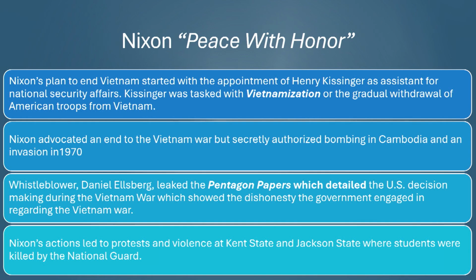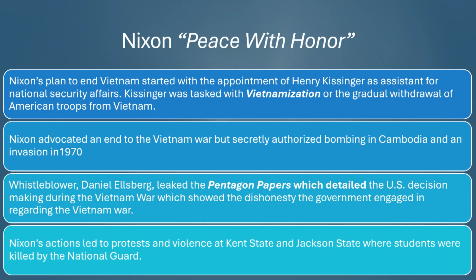Nixon's plan to end Vietnam started with the appointment of Henry Kissinger as Assistant for National Security Affairs. Kissinger was tasked with Vietnamization, or the gradual withdrawal of American troops in Vietnam. Nixon advocated an end to the Vietnam War, but secretly authorized bombings in Cambodia and an invasion in 1970. Whistleblower Daniel Ellsberg exposed some of Nixon's actions in Vietnam with something called the Pentagon Papers, and it detailed the U.S. decisions made during the Vietnam War, which showed the dishonesty the government engaged in regarding the Vietnam War. And this causes more and more people to become disenchanted with Nixon and disenchanted with the American government because they felt like they were being lied to.